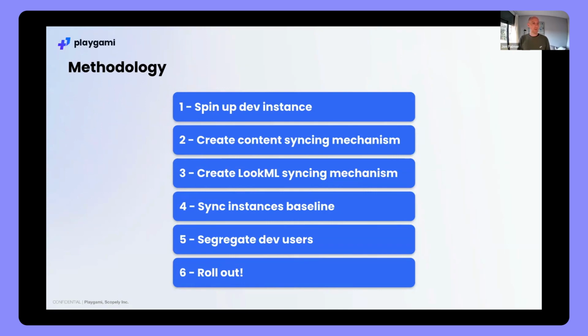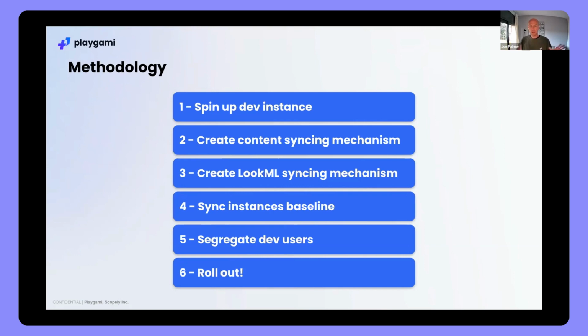So the first thing we worked on is the content syncing mechanism. By content, I'm talking here about looks, dashboards, tiles. If you do something on dev, how do you get it to prod? If you do something on prod, how do you get it to dev? Thirdly, we had to think about the LookML syncing mechanism. In reality, we already sort of had this out of the box because that's fundamentally what GitHub enables you to do. But nevertheless, we had to think about how we were going to leverage that and what good looked like in that world. Number 4, we had to sync the instances baseline.